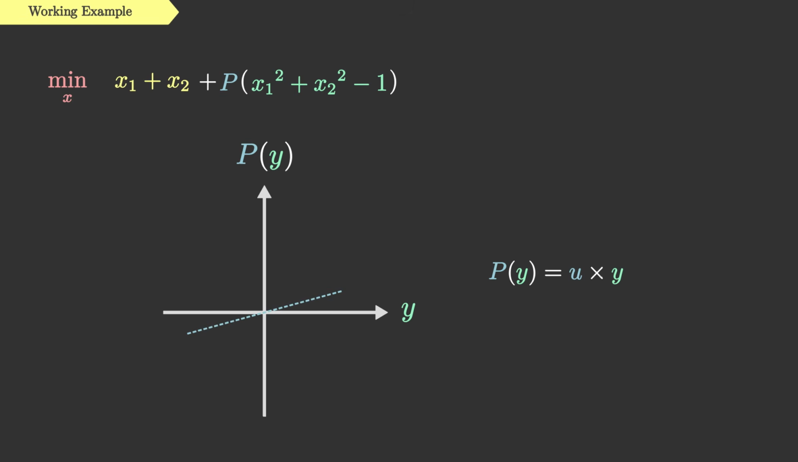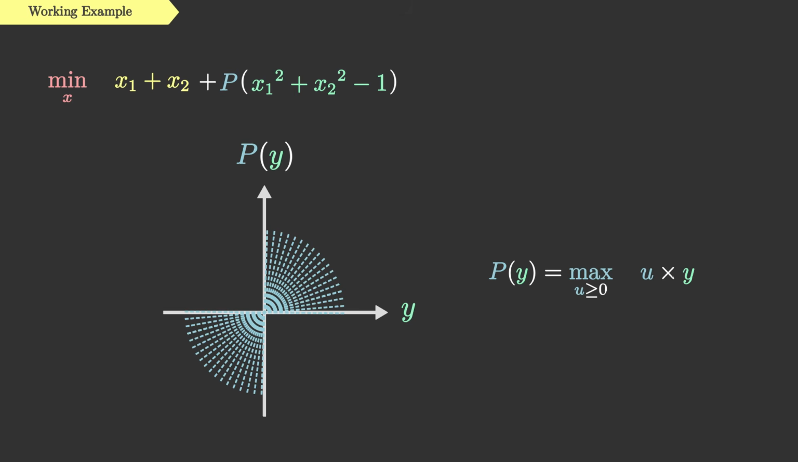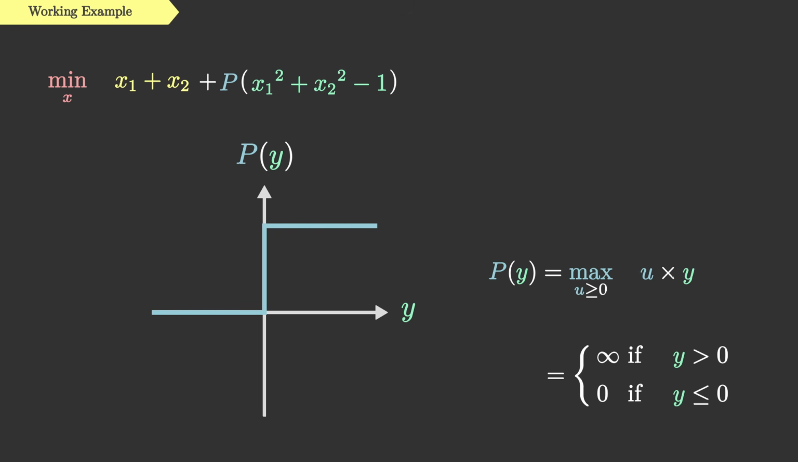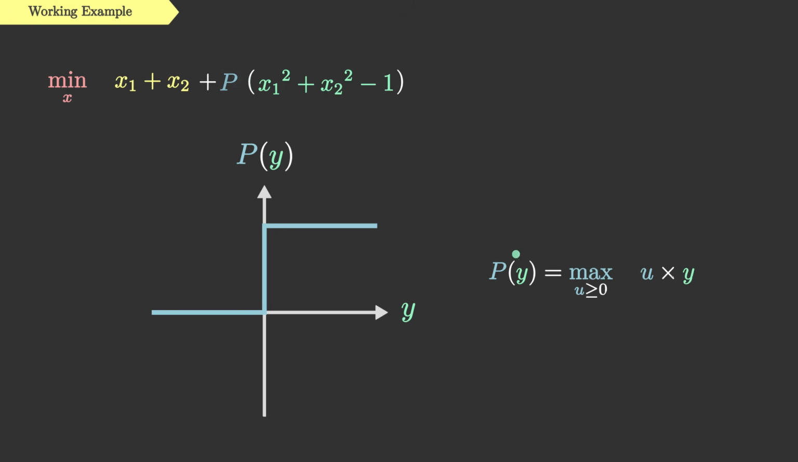Clearly, for any value of u, this linear approximation is rather poor. But notice that if you consider all of the u's and take the maximum of the corresponding linear penalties, you can check, by looking at the plot, that you recover the original zero-infinity penalty function, which is pretty neat, right? So let's try to use this maximum as our penalty function.